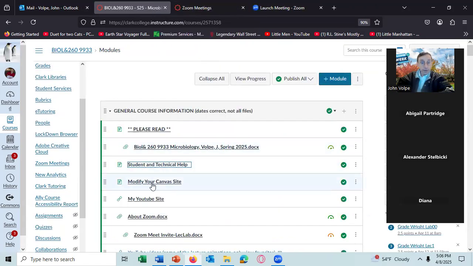You should modify your Canvas site. This will tell you how to do that so that when I make an announcement, you'll get notified immediately of that. Generally, I don't make many announcements. I don't usually make many changes to the class, but occasionally I do.